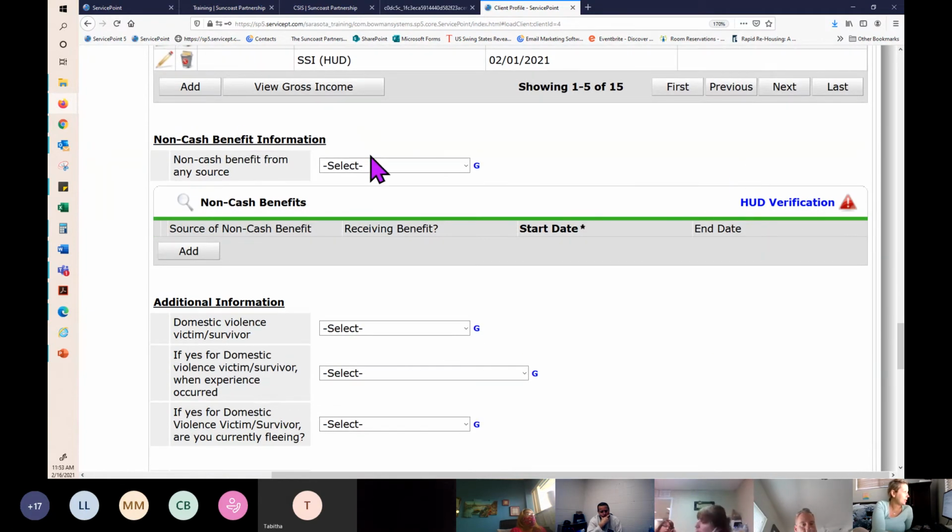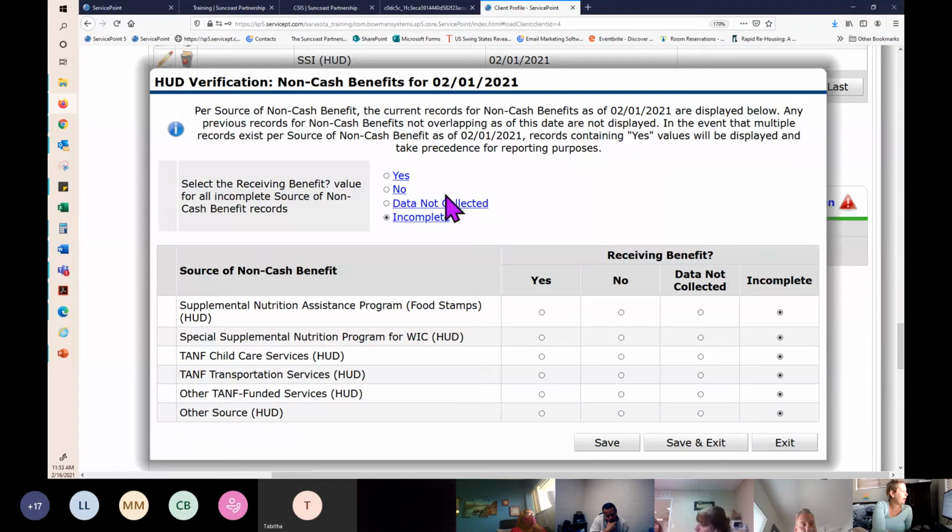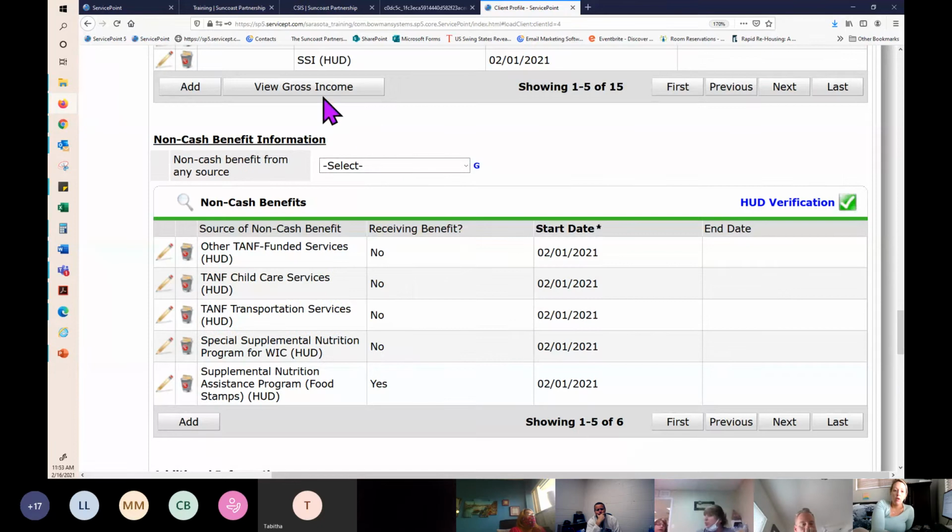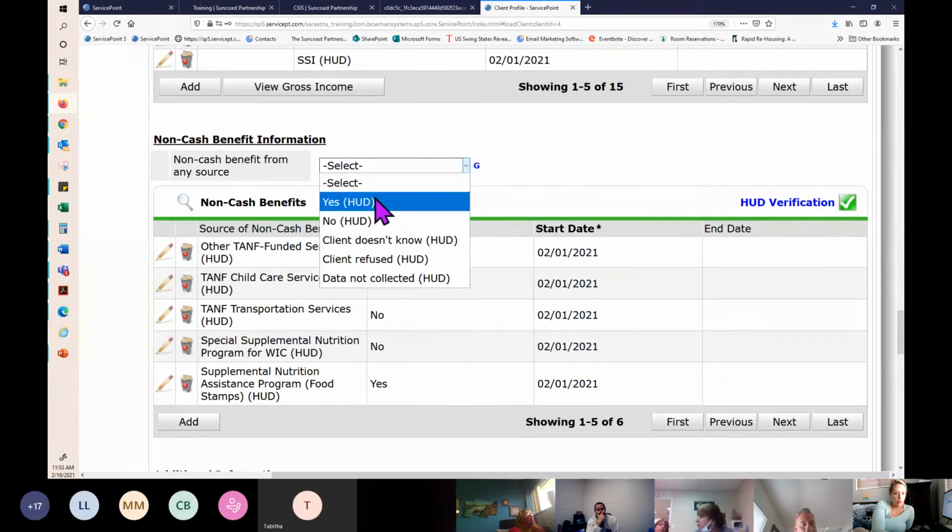Non-cash. We're not just going to say yes or no. HUD verify, auto-populate, and then ask, do you receive food stamps, any WIC, any TANF childcare, TANF transportation, or other TANF funded services? Our clients are on food stamps, so we're going to save and exit. From here, we've of course answered our question.